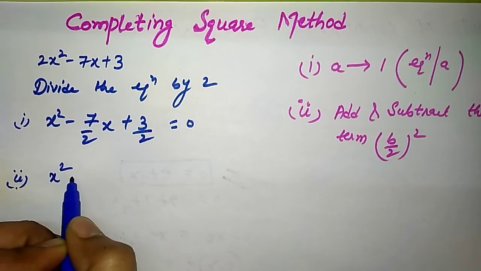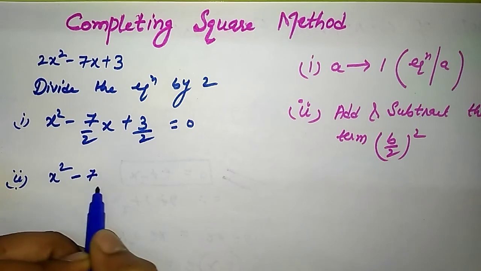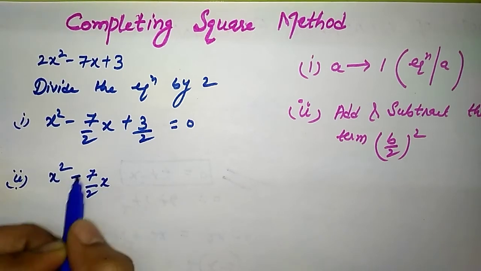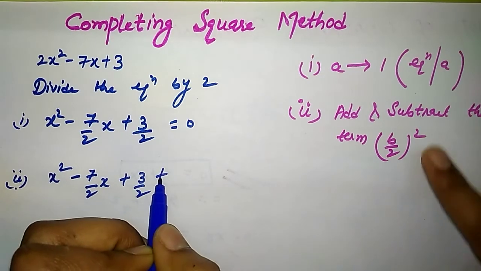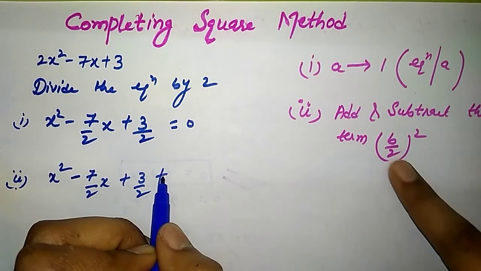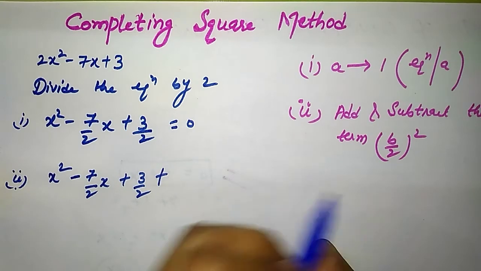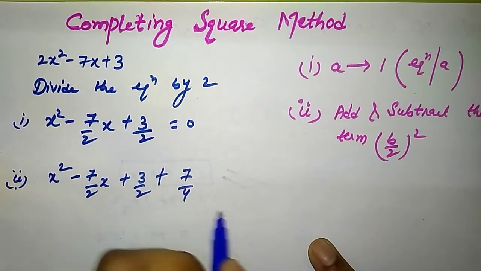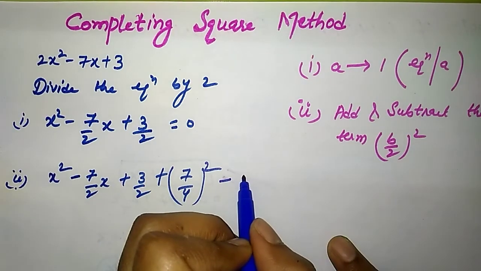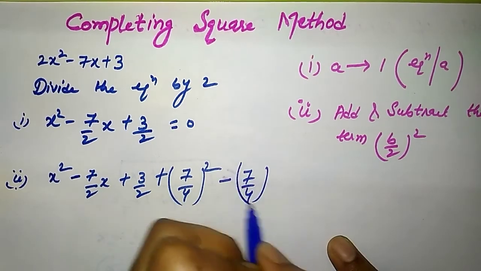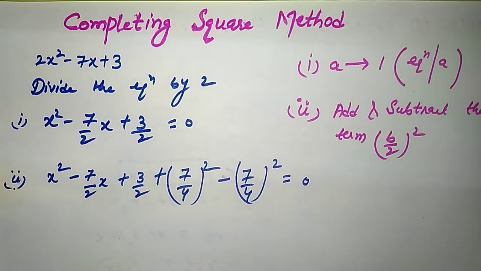X square minus 7 by 2x, this term will remain as it is. 3 by 2 will remain as it is. Now the term b by 2 whole square, what was b by 2? 7 by 4. Add and subtract it, is equal to 0. Clear?